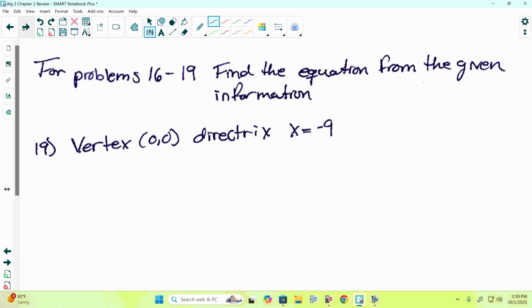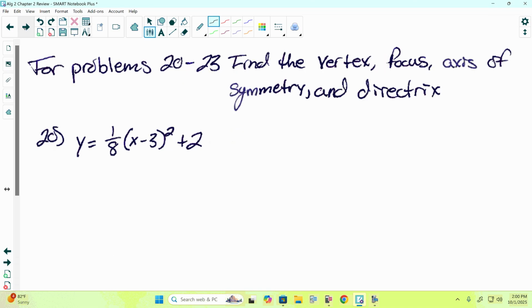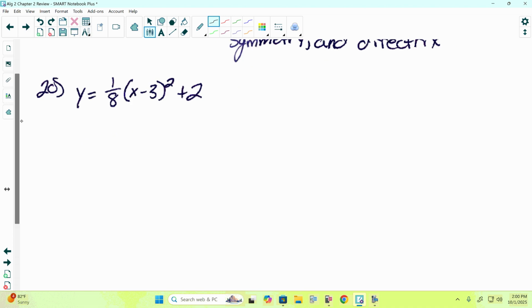Now, number 19, this one here, vertex and directrix, we already did. We're not going to have any on this that give you the focus and directrix, even on the bonus. I took them out. So for most of those, you're given vertex, directrix, vertex, focus. Let's look at 20 through 23. Like I said earlier, 20 through 23 is going to be almost the exact same as 11 through 15. The only difference is that h and k are not 0.